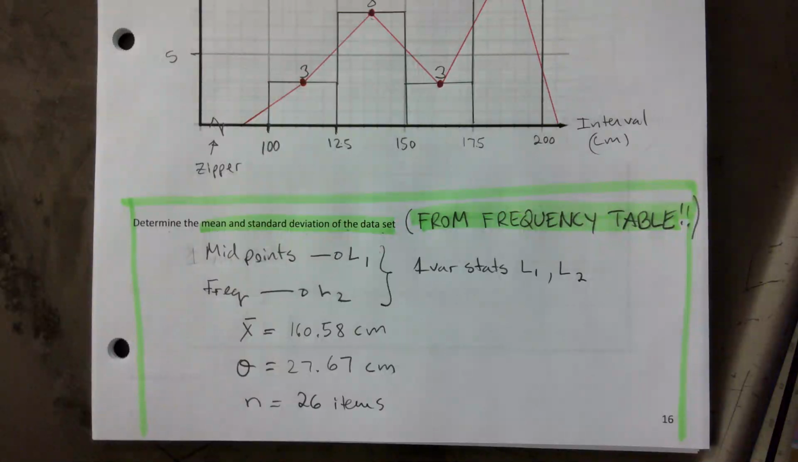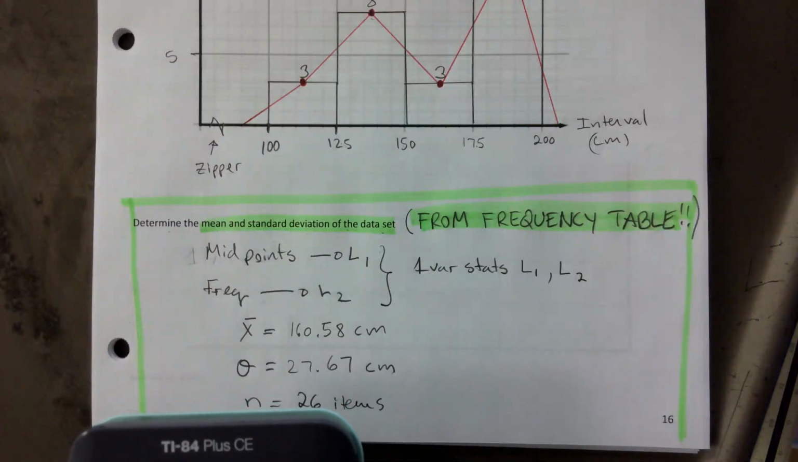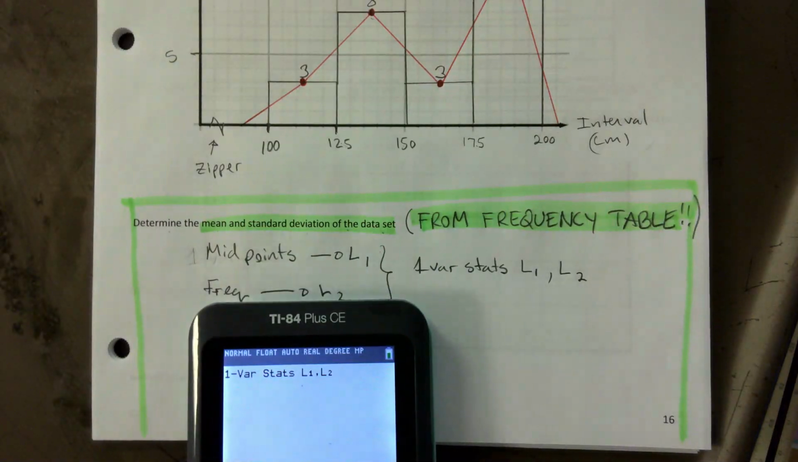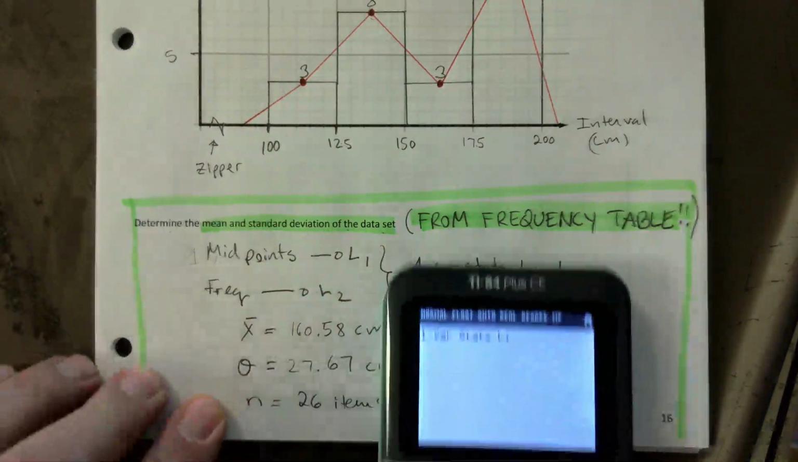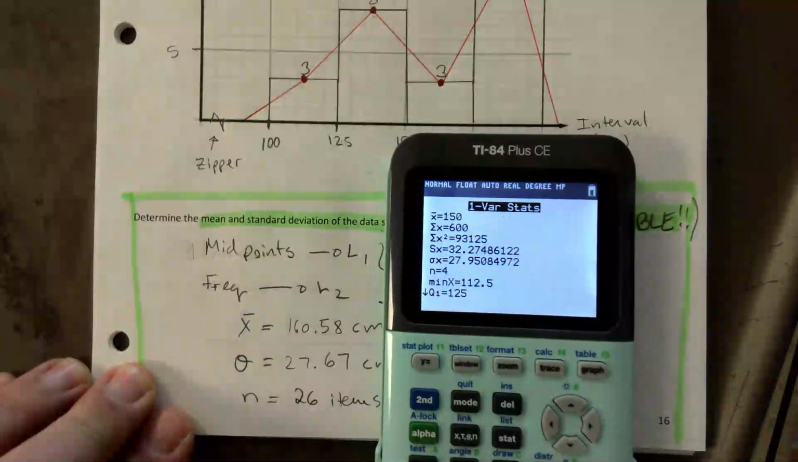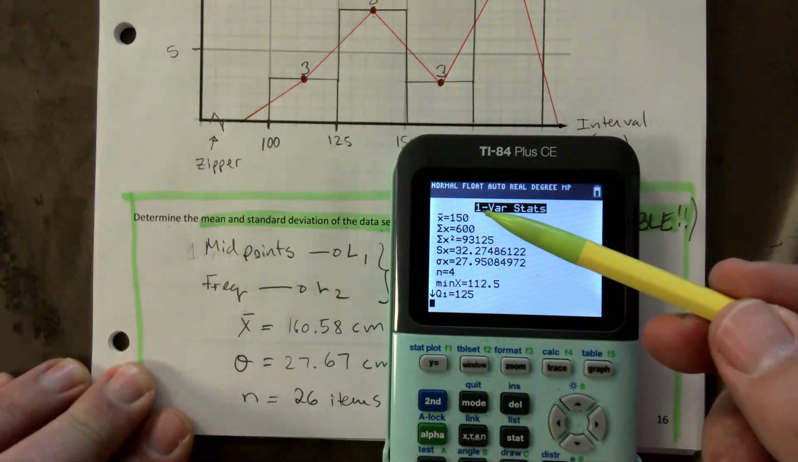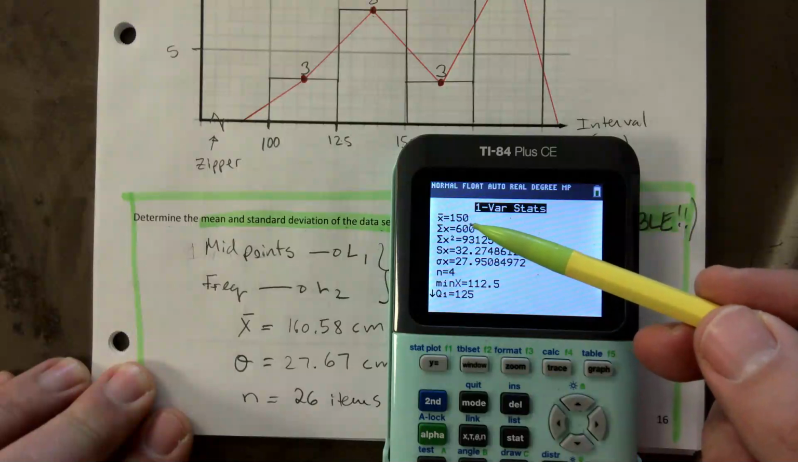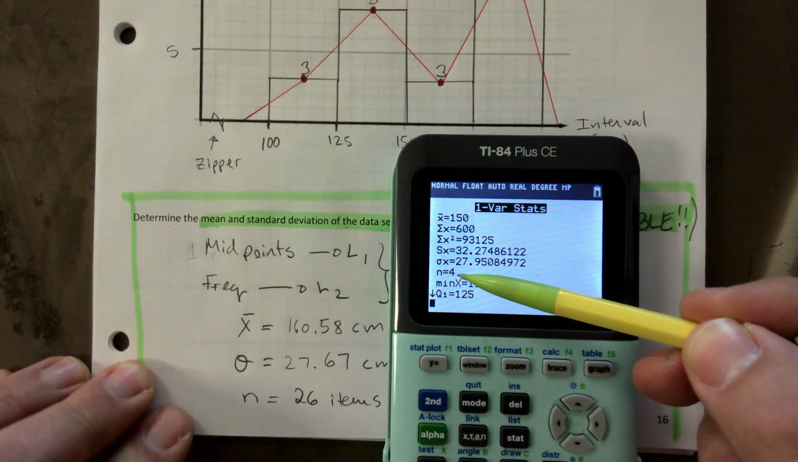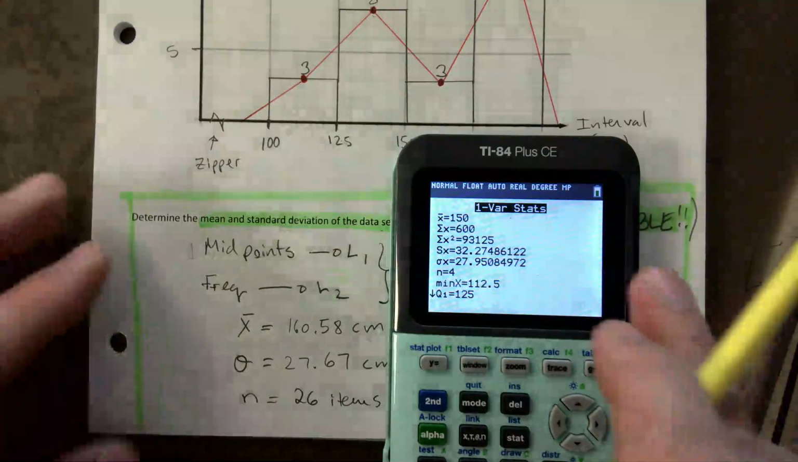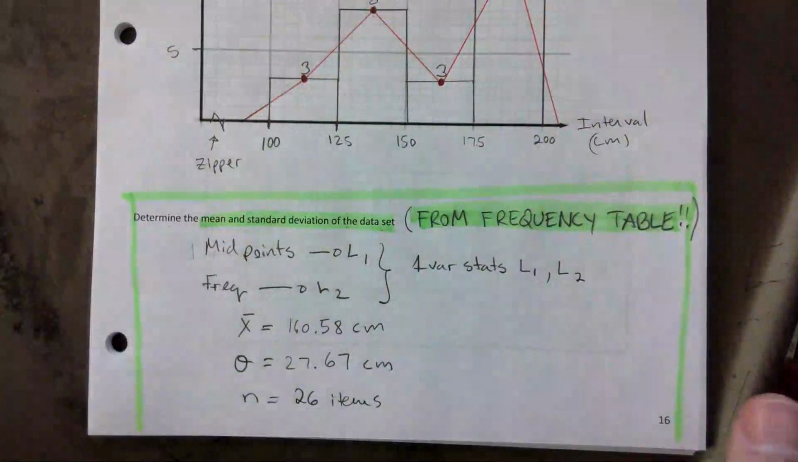One more thing, okay? If you did one variable stats and you omitted L2, you did not enter L2, all you did is you put the midpoints into L1. Watch what happens. Your average is 150, right? And you might fall for it, but what do you see? What's N? How many items are you considering? 4. That's wrong. We know it's 26, right? So that should be an indicator like, wait a minute, something is off here.